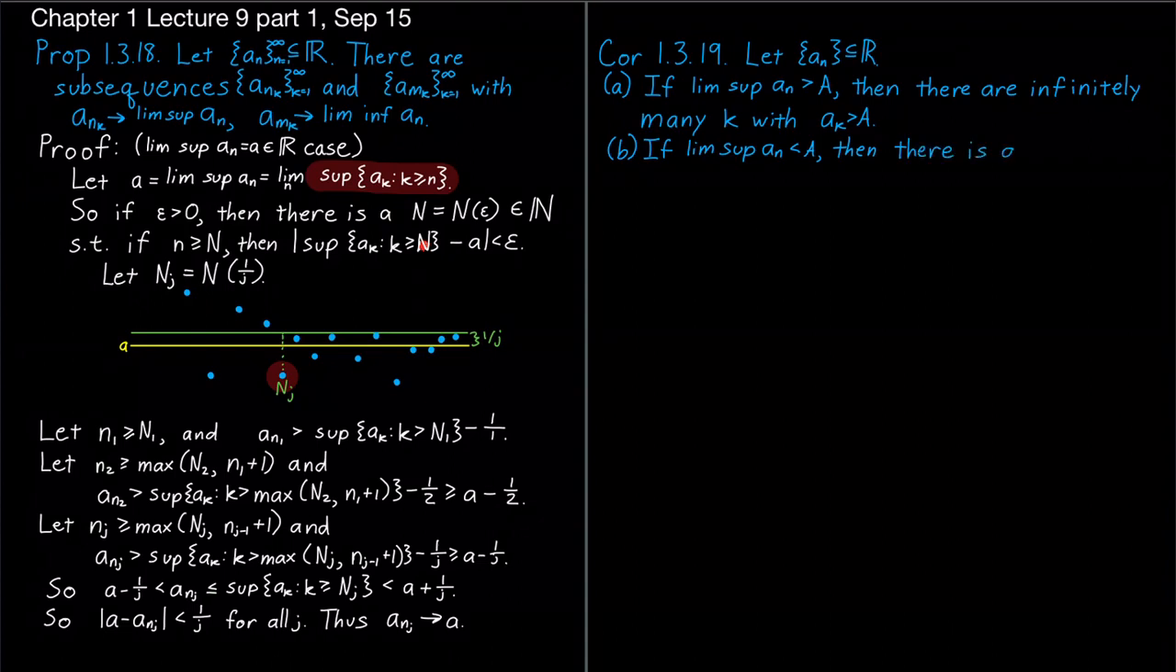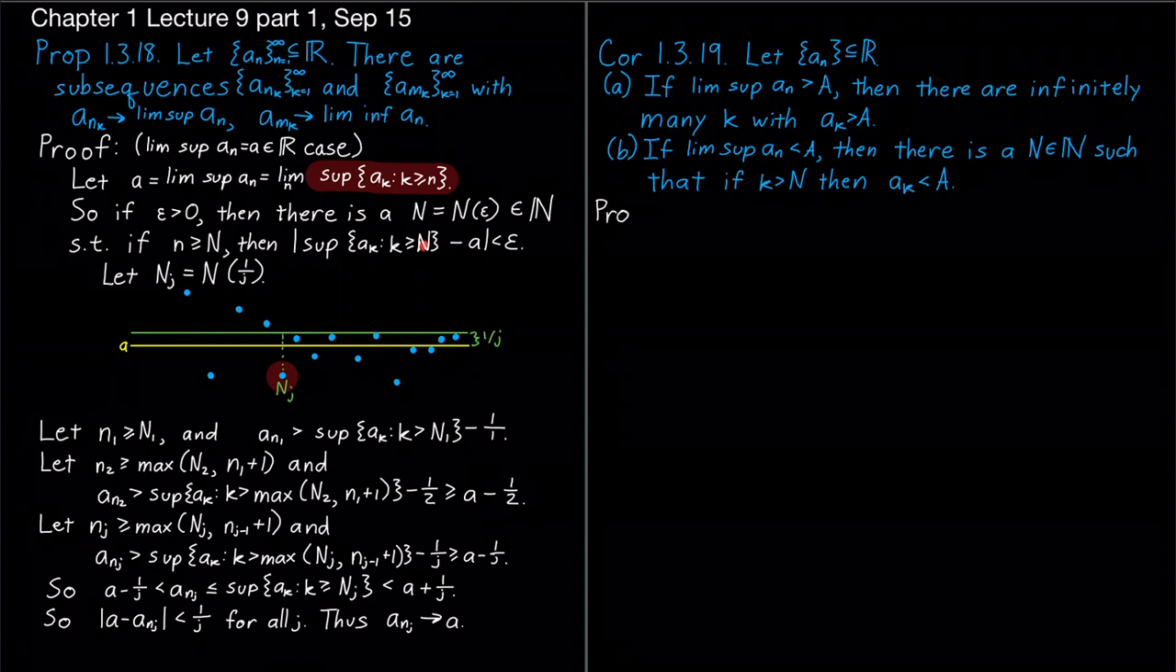There is a natural number N such that if k is bigger than N, then a_k is less than A. And that means that only finitely many of them can actually be bigger than A. In fact, at most, big N of them. So here is the proof befitting a corollary. The proof is pretty quick.